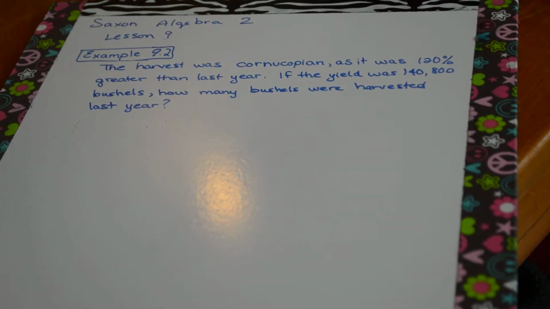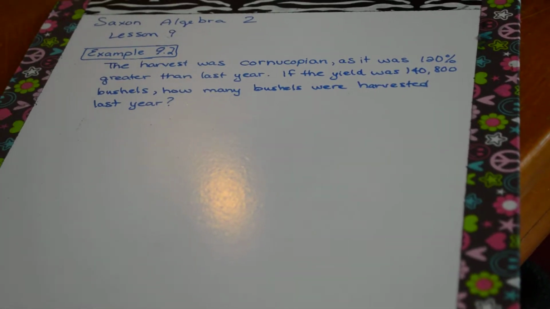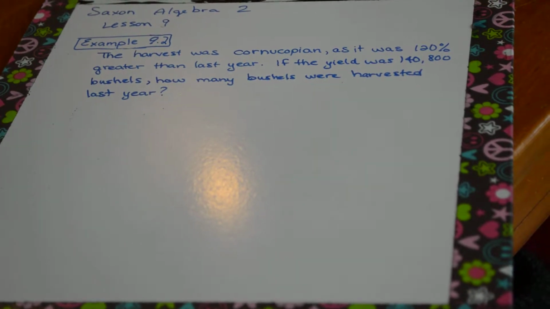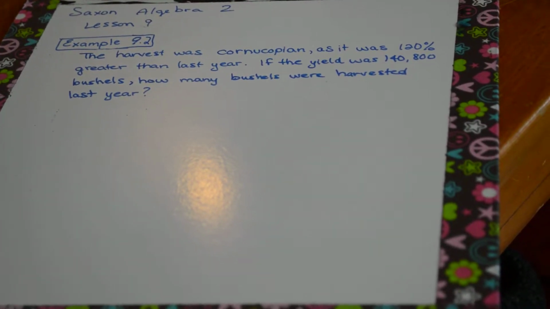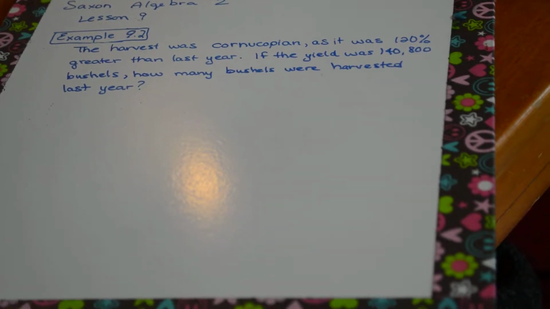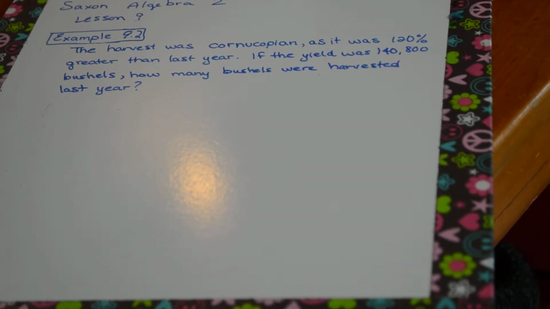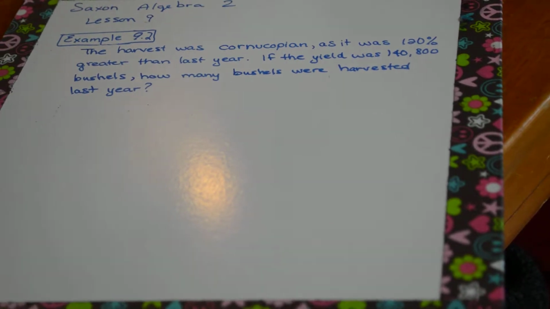This is Saxon Algebra 2, Lesson 9, Example 9.2. The question is: the harvest was cornucopian as it was 120% greater than last year. If the yield was 140,800 bushels, how many bushels were harvested last year?